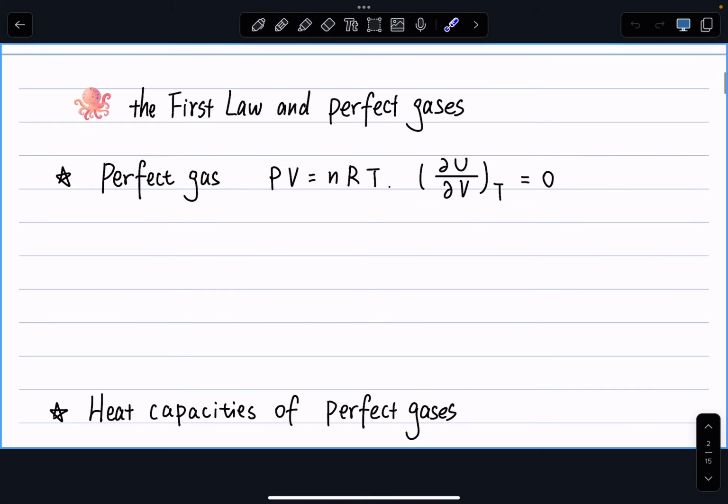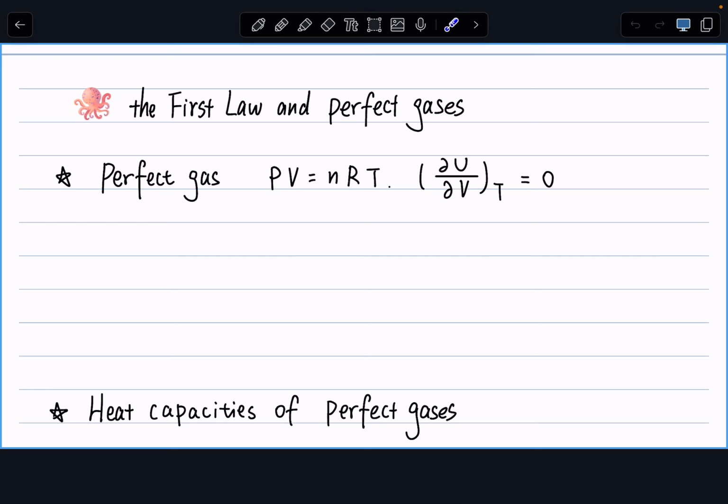So, first law and perfect gas. Before we move on, yes? I'm so sorry, is perfect gas the same as? It's the same as ideal gas in this class. Your textbook used different nomenclature, so I follow it, but they're effectively the same thing.